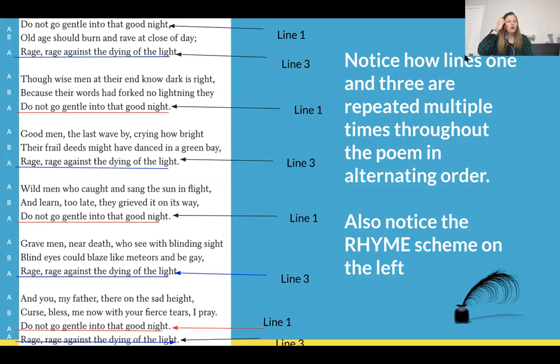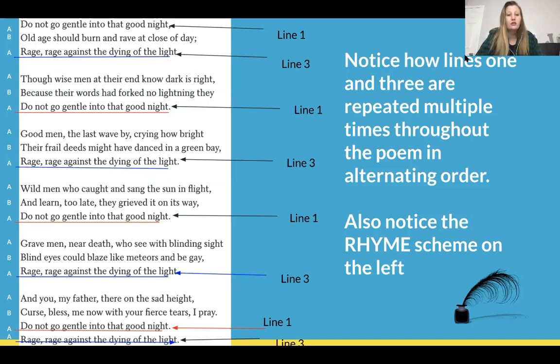Okay, in this poem, first of all, Dylan Thomas wrote this poem at a time when his father was dying, and it can be assumed that he is writing this poem to his father when he says, "Do not go gentle into that good night, rage, rage against the dying of the light." He's essentially urging his dad to fight against death.